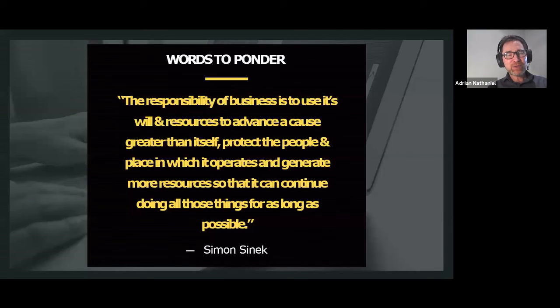So I'm going to leave you with some words to ponder. The quote that I mentioned early on, it's by Simon Sinek, and he says, "The responsibility of business is to use its will and resources to advance a cause greater than itself, to protect the people and place in which it operates, and generate more resources so that it can continue doing all those things for as long as possible."